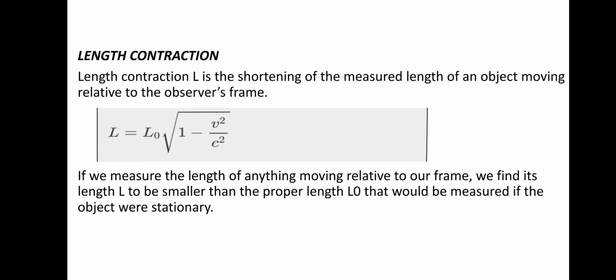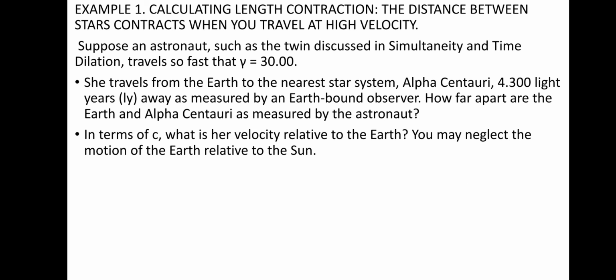If we measure the length of anything moving relative to our frame, we find its length L to be smaller than the proper length L0 that would be measured if the object were stationary. So here I have given the example. Calculating length contraction, the distance between stars contracts when you travel at high velocity. So this has to do with simultaneity and time dilation.